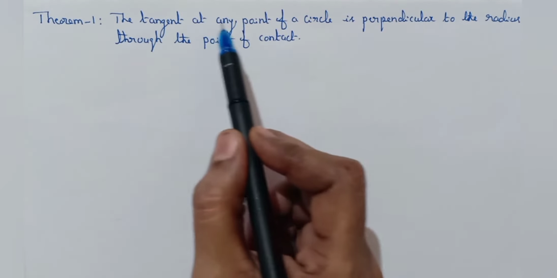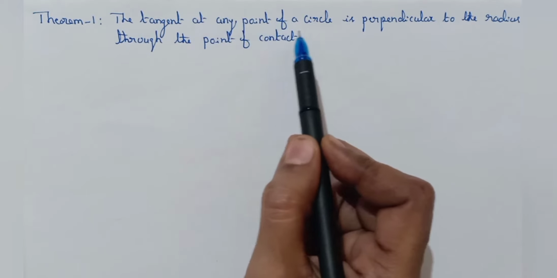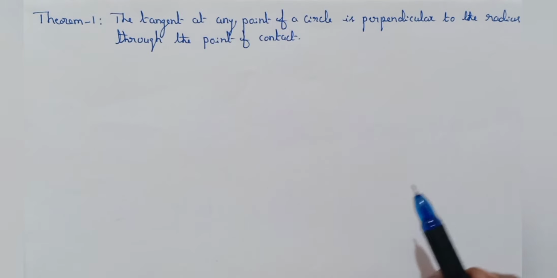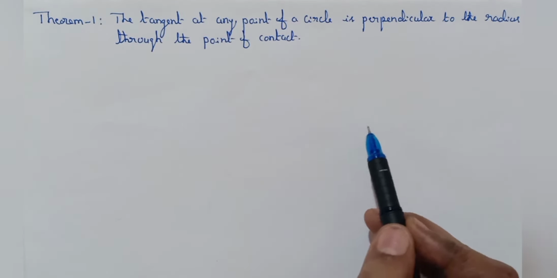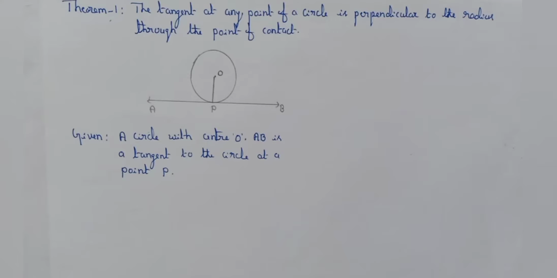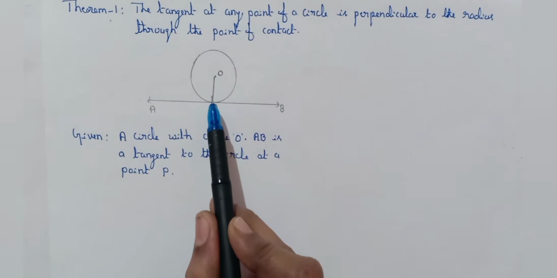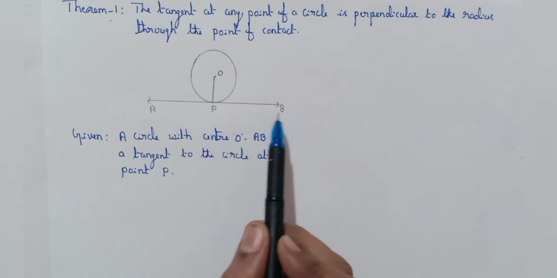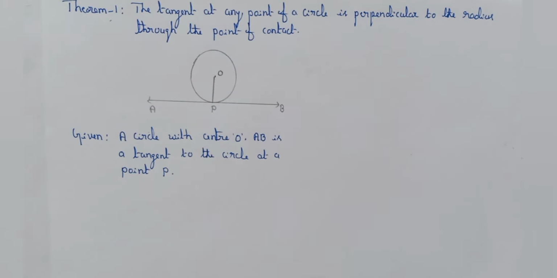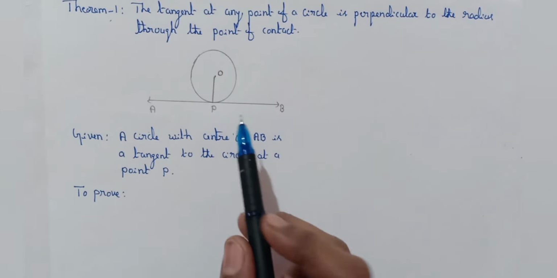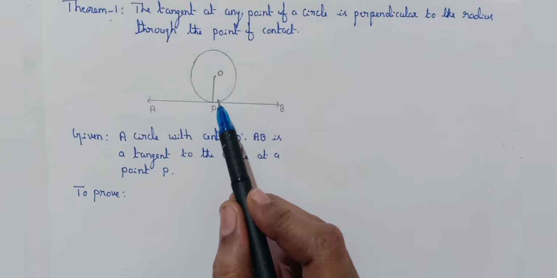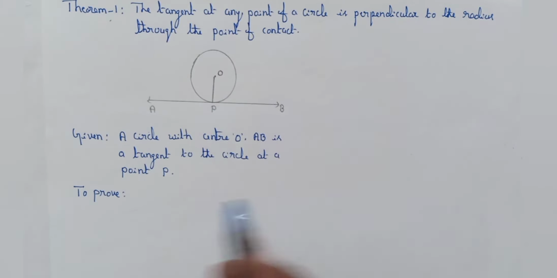See the first half part of the statement, the tangent at any point of a circle. It means you have to draw a tangent to a circle. So now draw a tangent to a circle. Next, write the given. O is the center of the circle and AB is a tangent to the circle at a point P. Next, to prove. See the figure. Here, OP is the radius drawn through the point of contact. You have to prove OP perpendicular to AB.